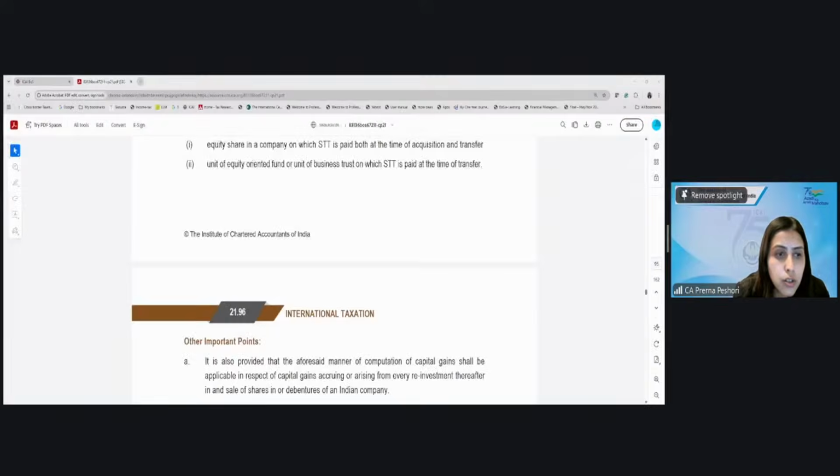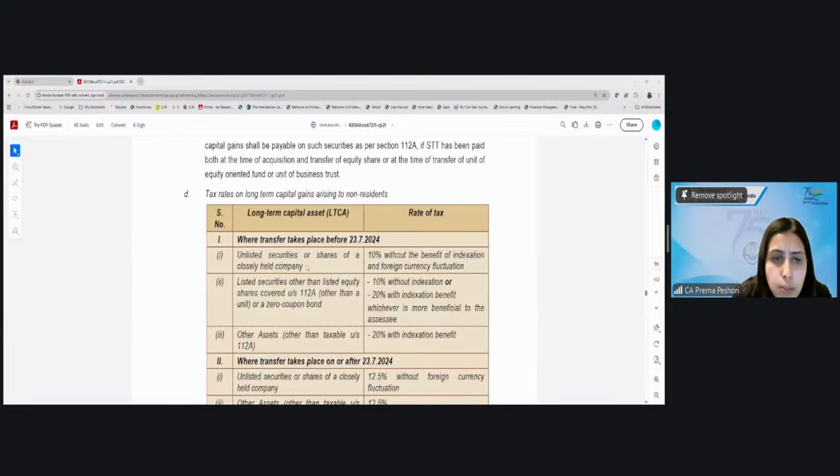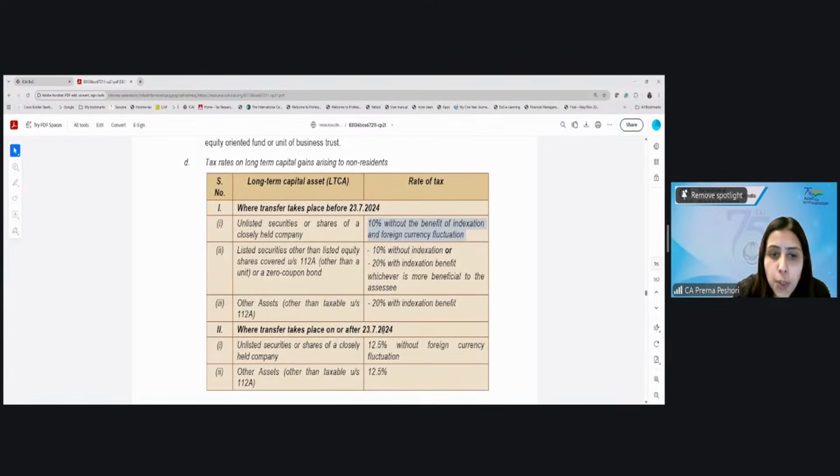Now, let us look at what are the tax rates on the capital gain in respect of non-resident. So, where the transfer takes place before 23rd July in respect of unlisted shares or unlisted securities, the tax rate is 10% without the benefit of indexation and foreign exchange fluctuation benefit. Where the transfer takes place after 23rd July, it is 12.5% without the foreign currency fluctuation. So that's the reason why I said on unlisted shares, you can't claim first proviso.